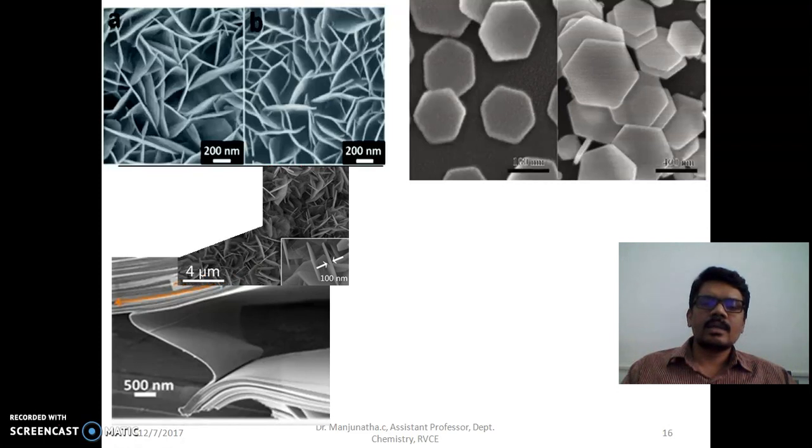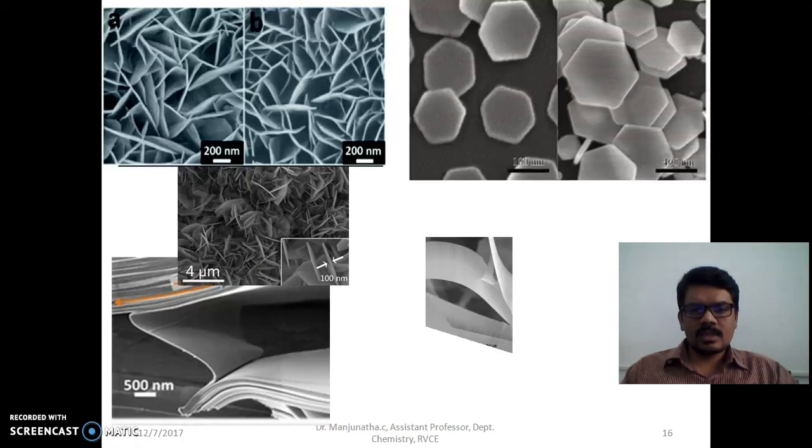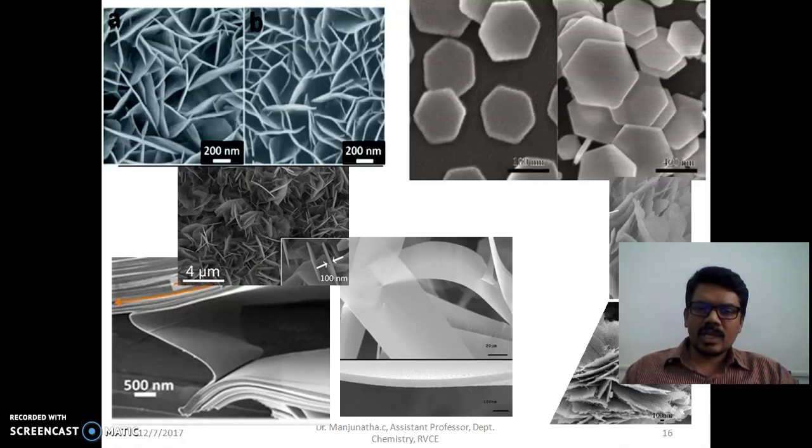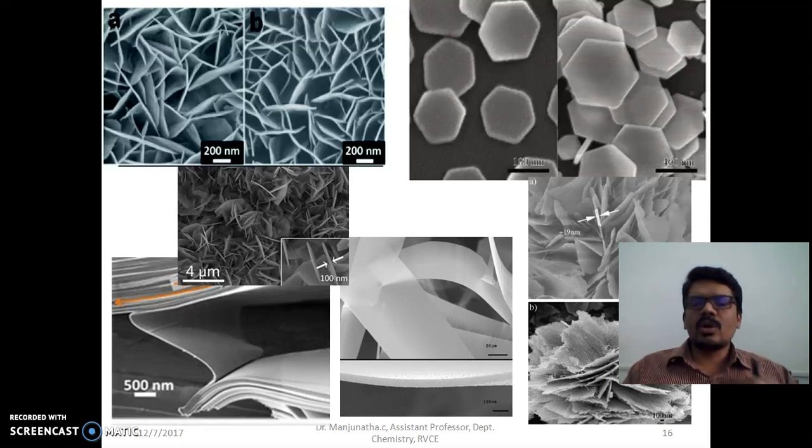Hexagonal plates, nano flowers, petals. These are zinc oxide nano sheets and zinc oxide nano flakes. These are all coming under 2-dimensional nanomaterial.